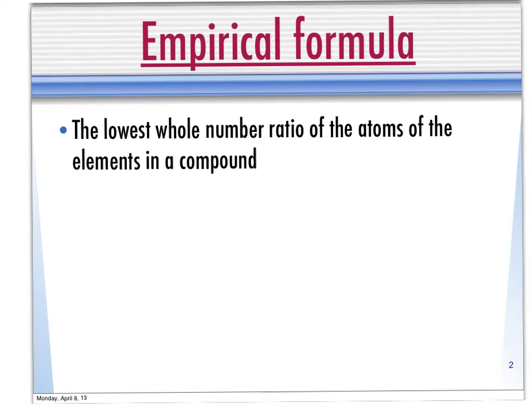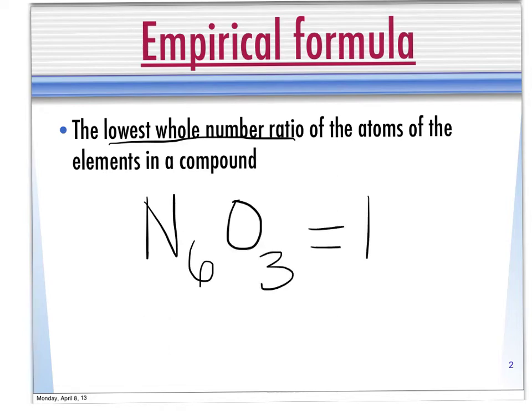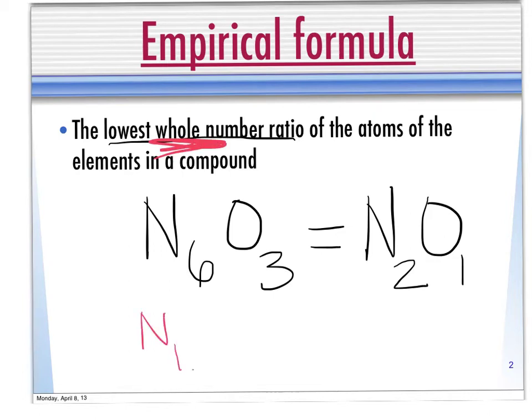Alright, empirical formulas. It's just what it says. It is the lowest whole number ratio. It just means that it can't be broken down. So if you had something like N6O3, we would break that down or reduce it just like a fraction to N2O. Now if you really want to, you can put the 1 right there, but it's certainly not necessary. So it's the lowest whole number ratio. And the whole number ratio is important because you can never have something like N 1.5.